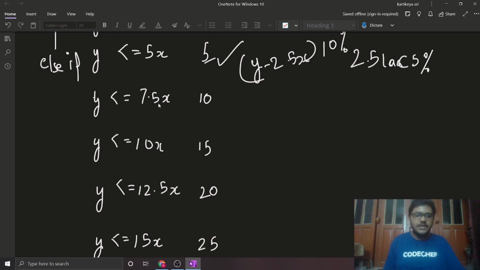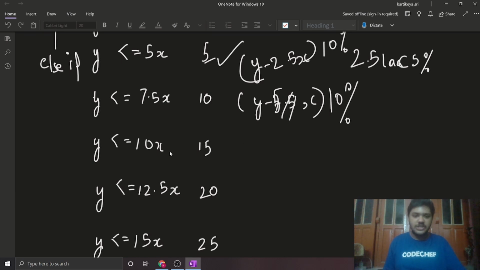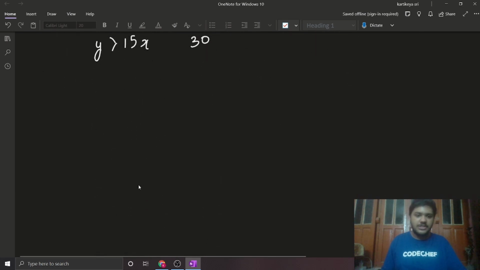Now, if it is here and after that y is between 5 lakh to 7.5 lakh, so on this particular amount y minus 7.5 lakh, 10% interest is charged and it is done. Y minus 5 lakhs, 10% interest is charged and it is done. Now, let us discuss a few more things.